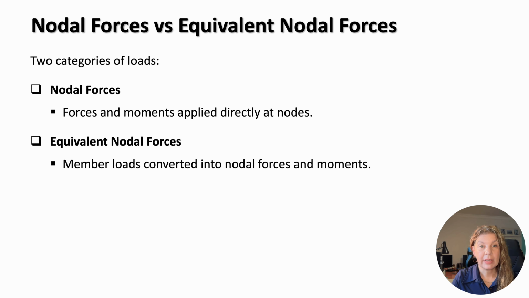External loading can appear in two different ways. The first type is nodal forces. They're loads that act directly at a joint. They're simple to place in the force vector. The second type is member loads, like UDLs or distributed loads acting on a beam. These cannot be directly placed into the force vector. Instead, they must be converted into equivalent nodal forces and moments.